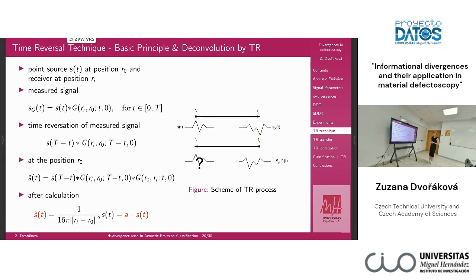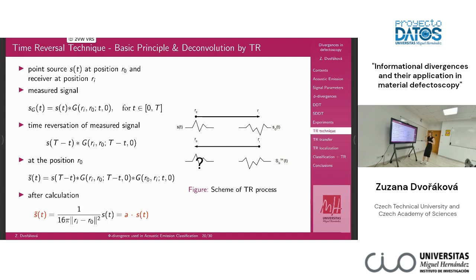You can imagine that you have some source at the position R0. The source emits some signals like this. And you have some receivers, some sensors, at the position RA, and you measure some signals, which look something like this. It's the result of the convolution between the source signals and the Green's function between the source and the sensors.